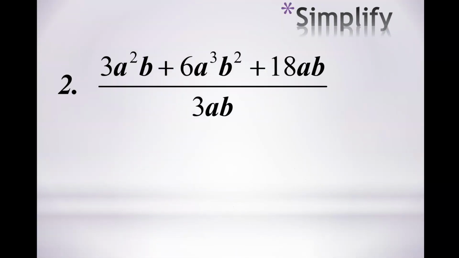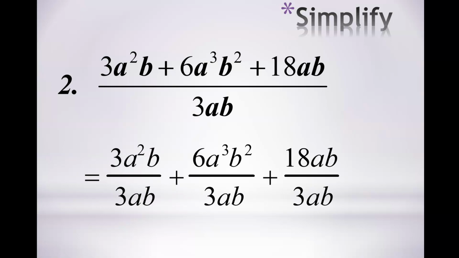Okay, next we have 3a squared b plus 6a cubed b squared plus 18ab all over 3ab. So we're going to do the same thing again. We're going to take the top terms and rewrite them so that they are all divided by the bottom term. And then we're going to simplify.